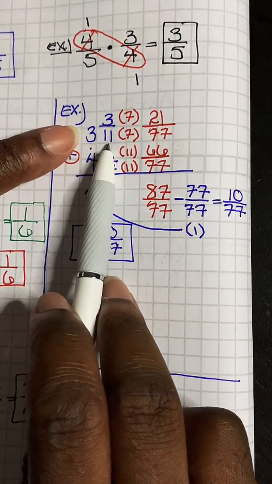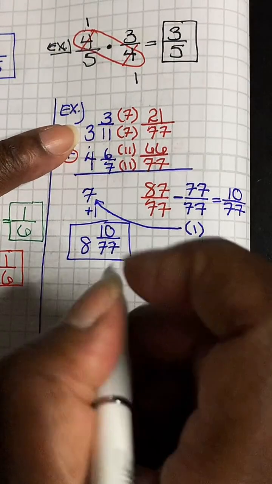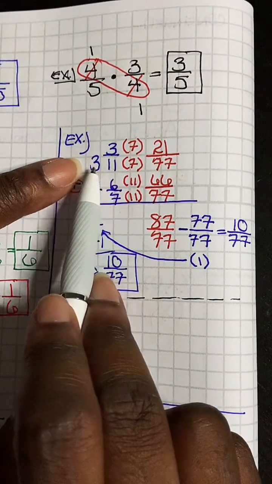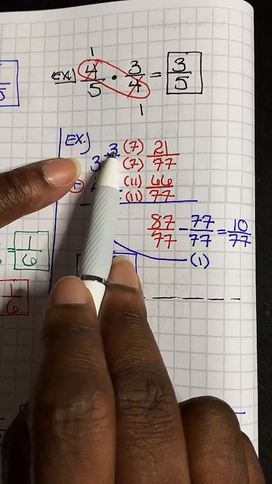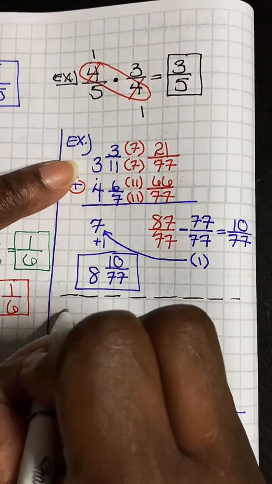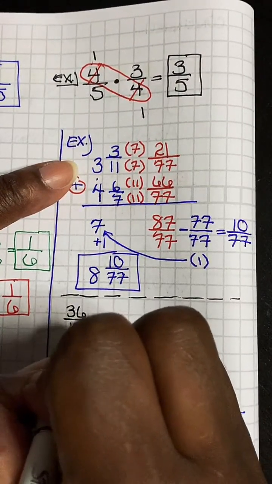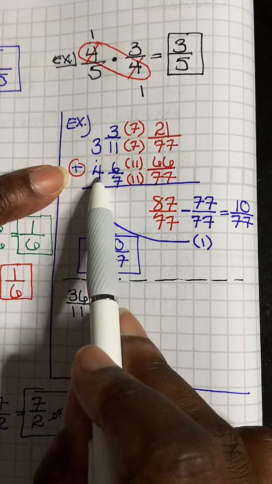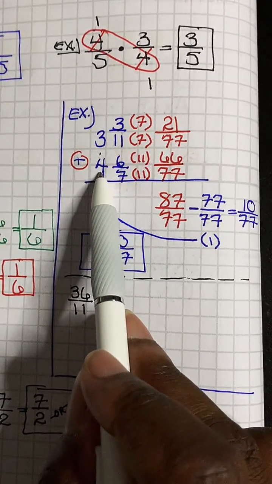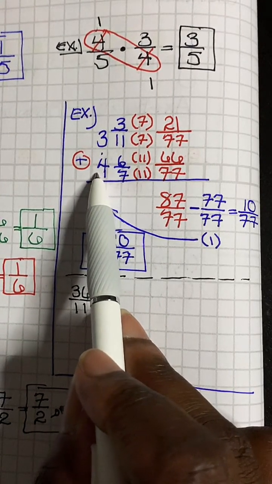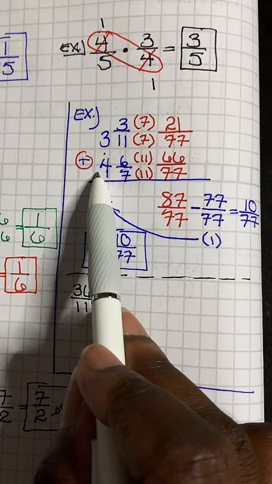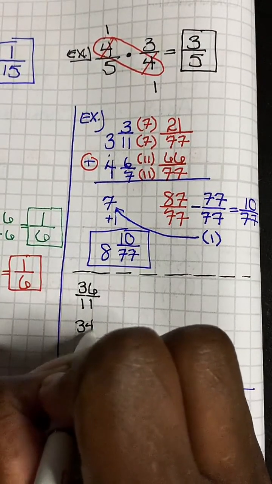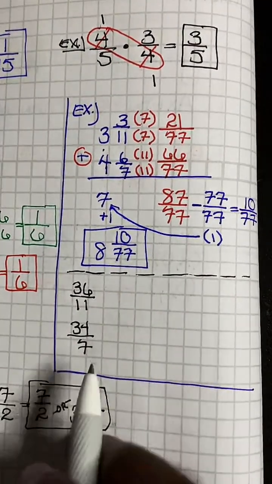If I wanted to change 3 and 3/11 to an improper fraction, I'm going to stick it right in here. Remember how we can do it. 11 times 3 gives me 33, plus the numerator gives me 36. So I can have 36 elevenths. Then if I change the other mixed number and make it improper, that's 7 times 4, which gives me 28, and 28 plus 6 is 34. So that gives me 34 sevenths, because you always put it over the same denominator.